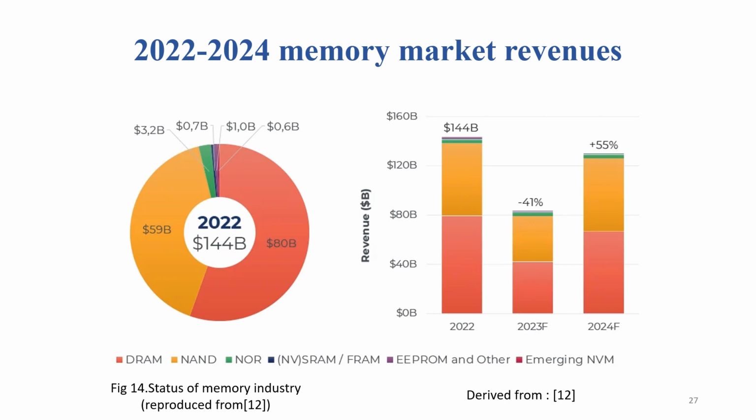So this is the pie chart of the memory market in the period of 2022 to 2024. As you can see, in 2022, the memory market rose to $144 billion, and in 2023, it reduced by 41% and decreased to about $80 billion. And it is projected that the memory market can increase by 55% to about $122 billion by 2024, and the statistics state that by 2025 the memory market can cross over $200 billion.